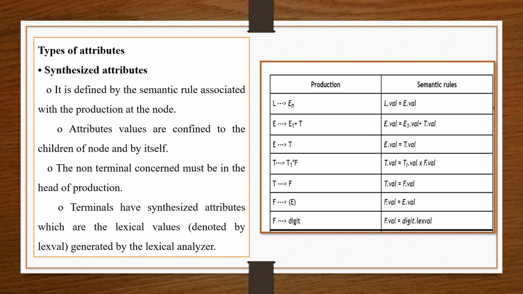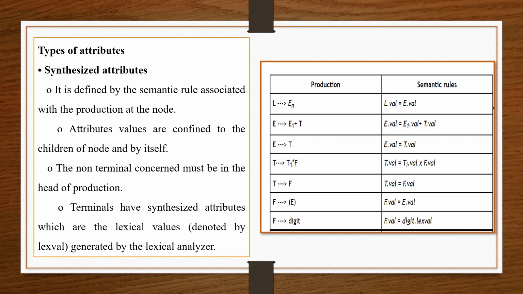In production 2, E derives E1 plus T, which computes the value attribute for the head E as the sum of the values at E1 and T. At any parse tree node N labeled E, the value of E is the sum of the values of its children, that is E1 and T.